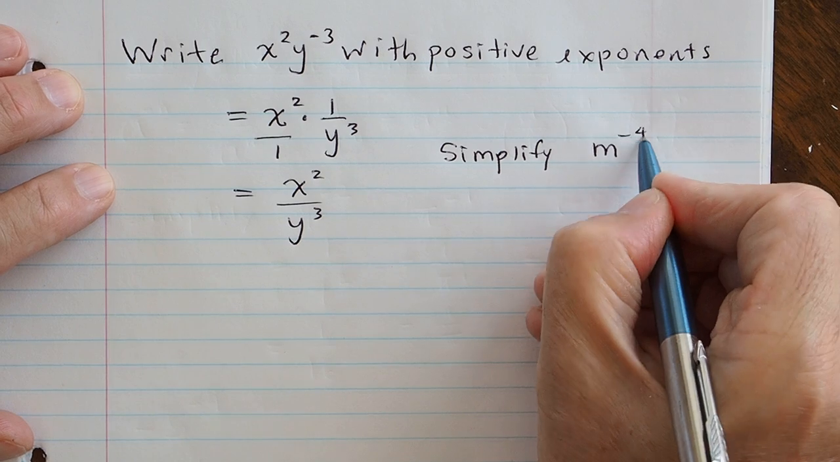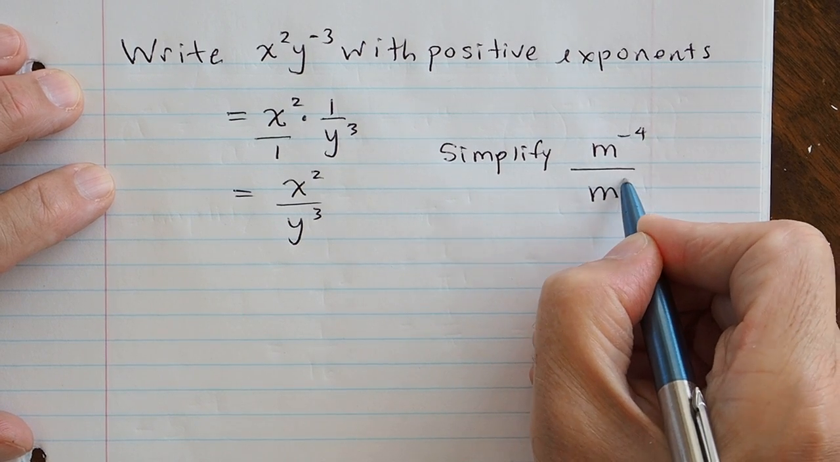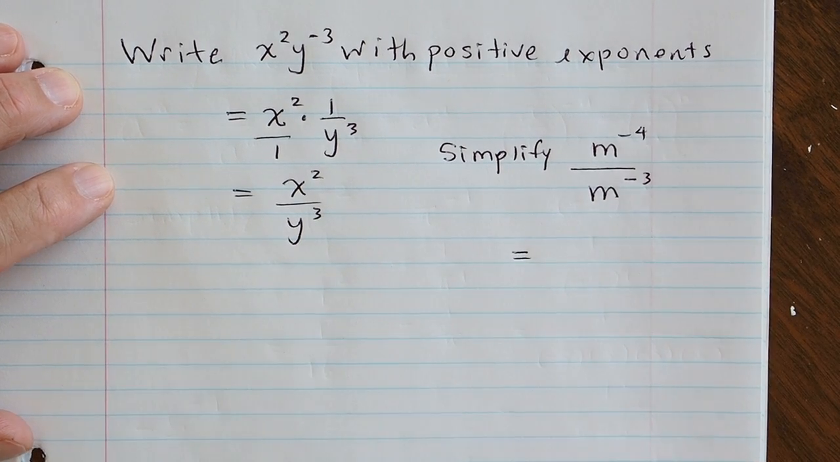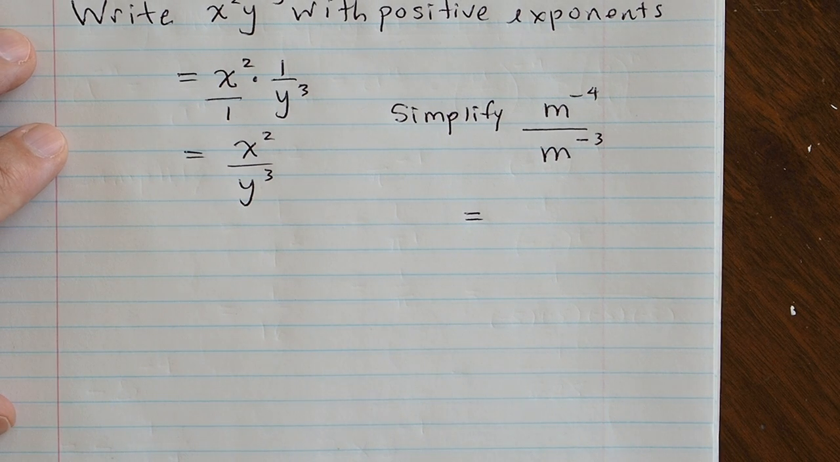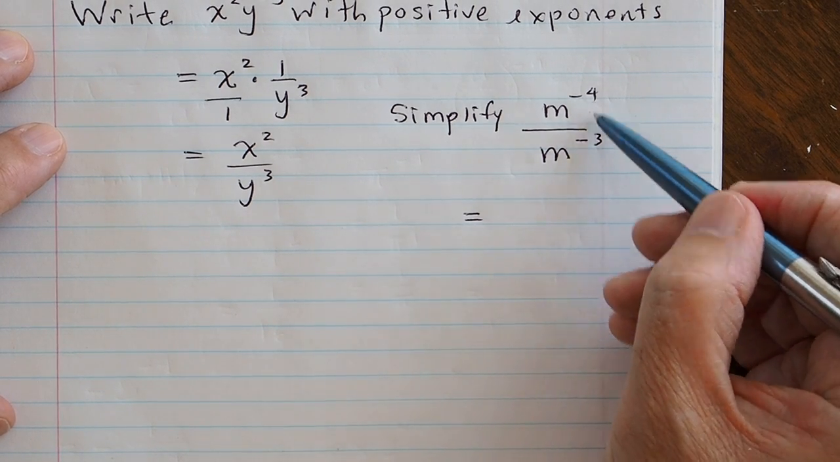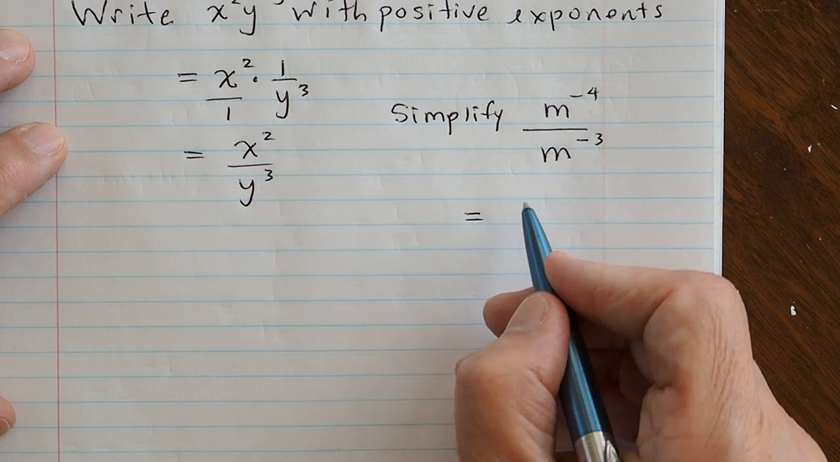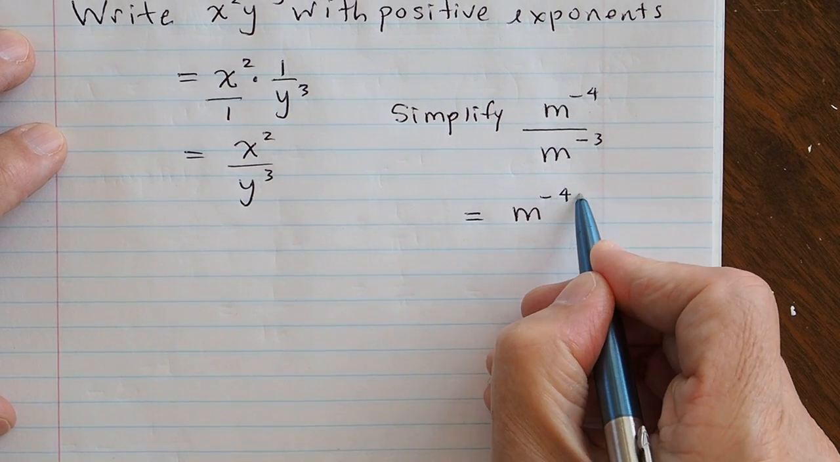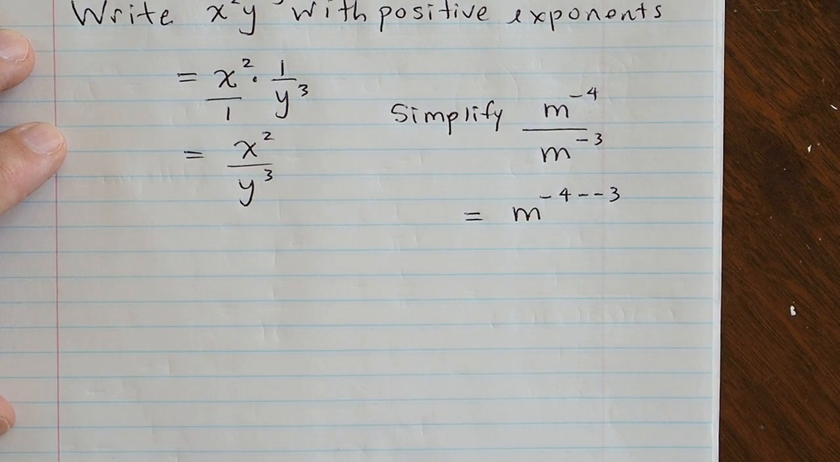M to the negative 4 over m to the negative 3. This looks like a case of dividing powers with like base. And you know that's power rule number 2. You're supposed to subtract the exponents when you do that. So that would be m to the negative 4 minus negative 3.